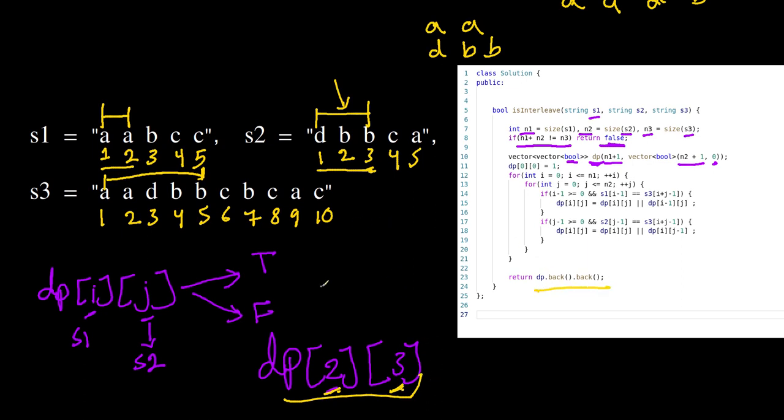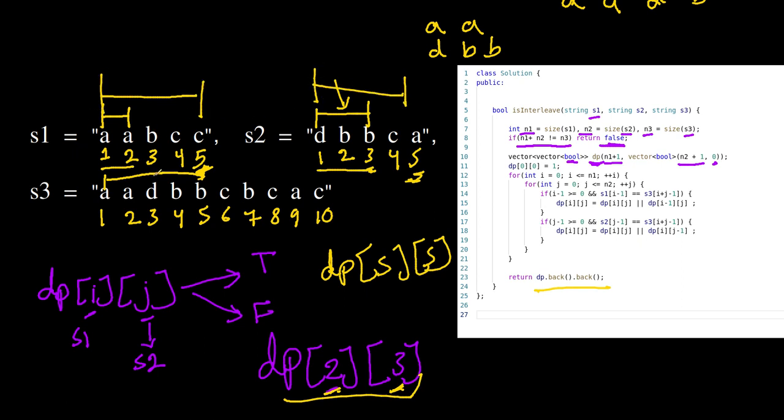Now at the end we return the answer of dp of n1, n2. In this case it's 5 and 5. dp of 5, 5 tells us the solution if we can interleave the whole s1 and the whole s2 and form s3.